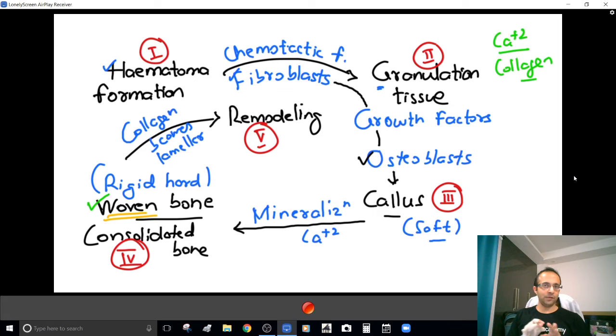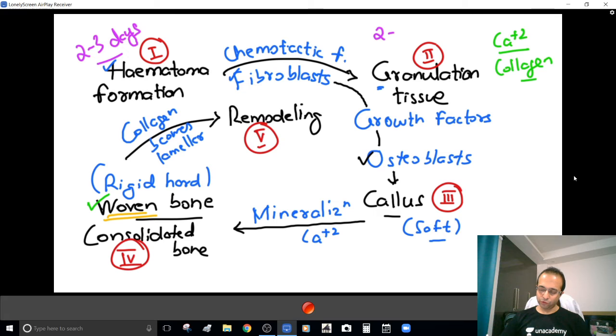So I hope you're clear with the 5 stages of fracture healing. And if you're clear with these stages, I'll quickly also tell you the timing of these stages. Hematoma would completely be organized in like 2 to 3 days. In 3 days, there's complete organization of the hematoma.